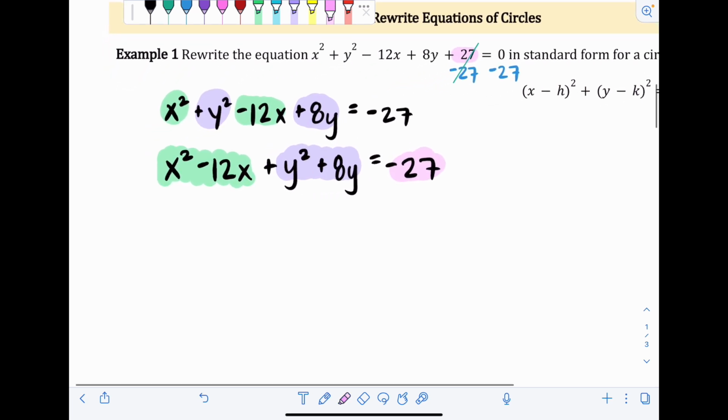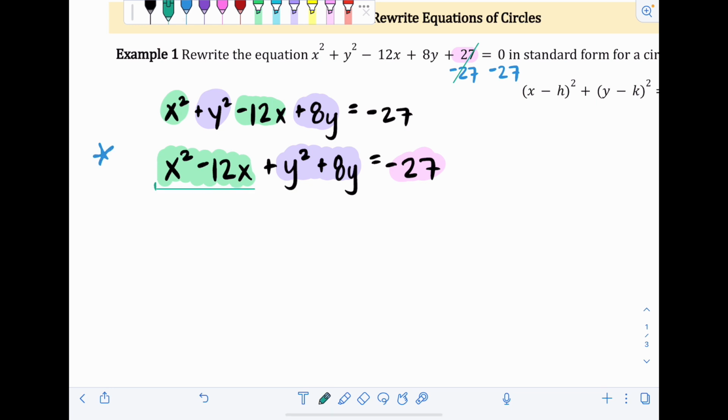Okay, so this order is really important. For any problem like this, you'll want to get your equation in this exact order. So the order is, you'll put your x group first, and you'll have the x squared term first and the x to the first power term second.